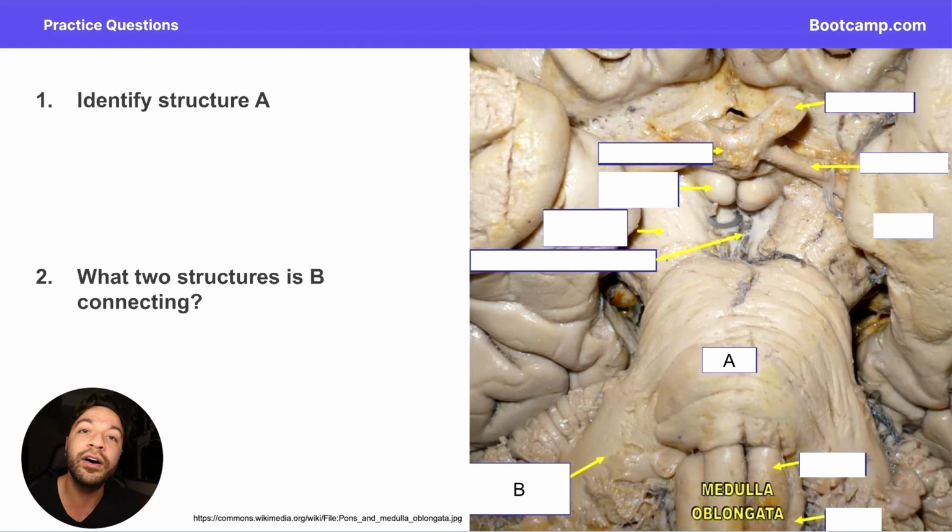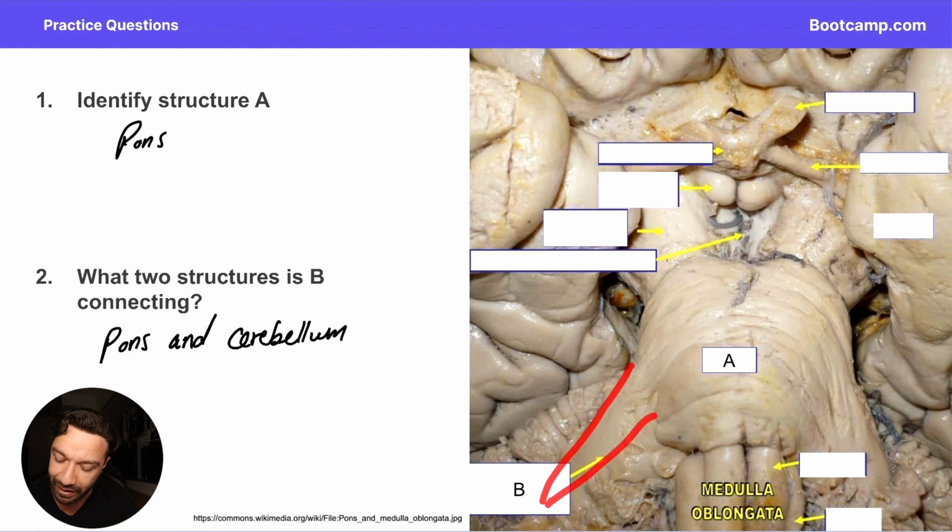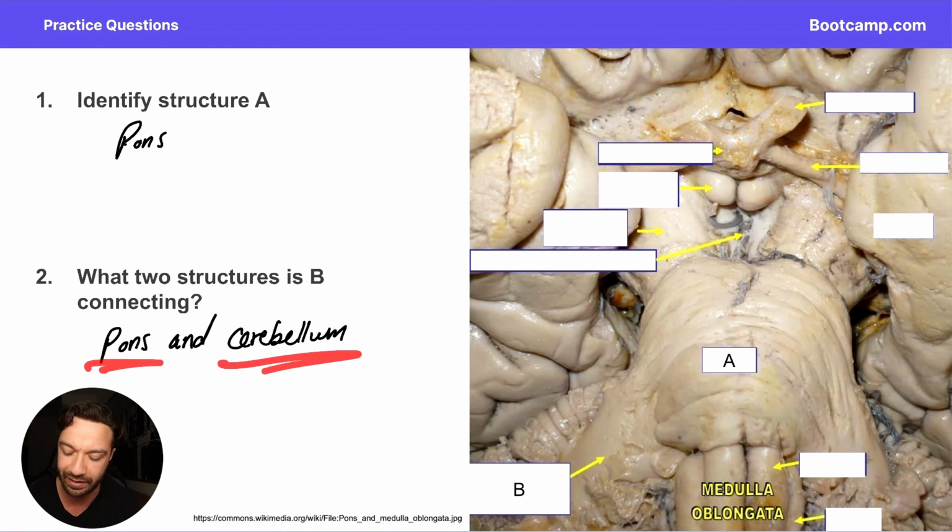And coming off of the pons posteriorly, we're going to have this structure right here, which is going to be that middle cerebellar peduncle, which is connecting the pons to the cerebellum. So again, structure A, that's the pons. Structure B, this is the middle cerebellar peduncle, and structure B is connecting the pons and the cerebellum. So now let's go into question 2.